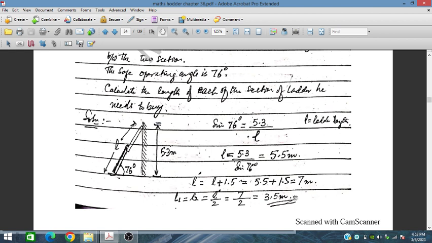So this is 3.5 meters. We add from here to here 3.5, and then we add 1.5 here. So this 3.5 meters will overlap with this 1.5 meters here. So this is a very important problem.